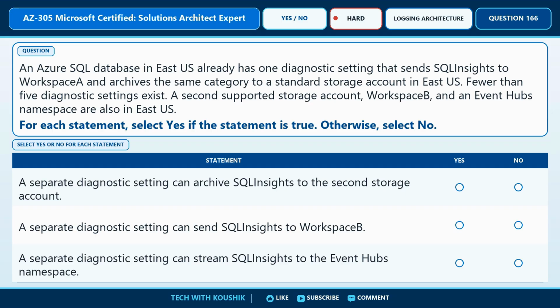For each statement, select yes if the statement is true. Otherwise, select no. Statement 1. A separate diagnostic setting can archive SQL insights to the second storage account. Statement 2. A separate diagnostic setting can send SQL insights to Workspace B. Statement 3. A separate diagnostic setting can stream SQL insights to the Event Hubs namespace.